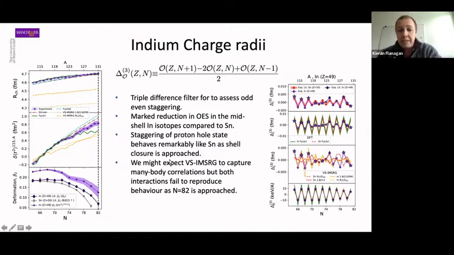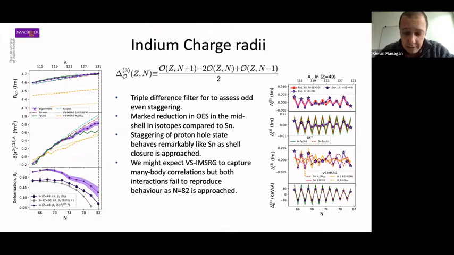And so we might expect the medium calculations to reproduce the interactions in this region, or let's say the many body correlations in this region, but they are at the moment still failing to reproduce the pattern that we see in the odd-even staggering as we go right up to N=82.